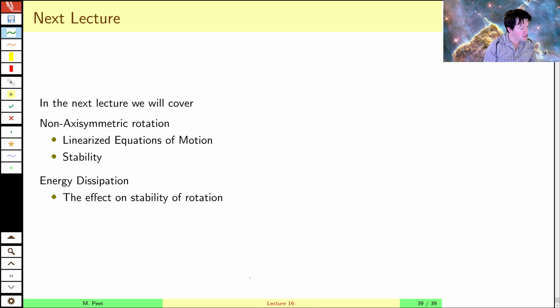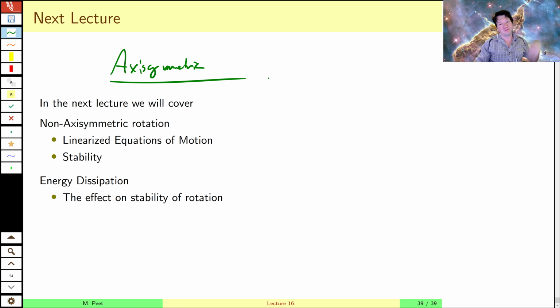Okay. So that brings us to the end of the section on axisymmetric. In the next lecture, we'll cover what else? Non-axisymmetric motion, right? In that case, we have 3 equations of motion. Things become a little bit more complicated. We're going to have to linearize, right? We can't, right? Because we don't have omega z equals constant. It's not equal to constant. And so the motion is nonlinear dynamics.